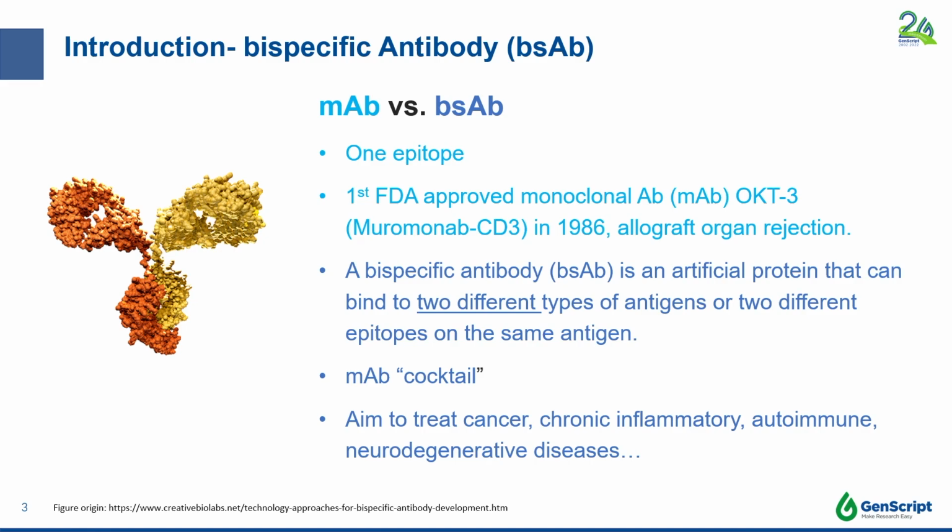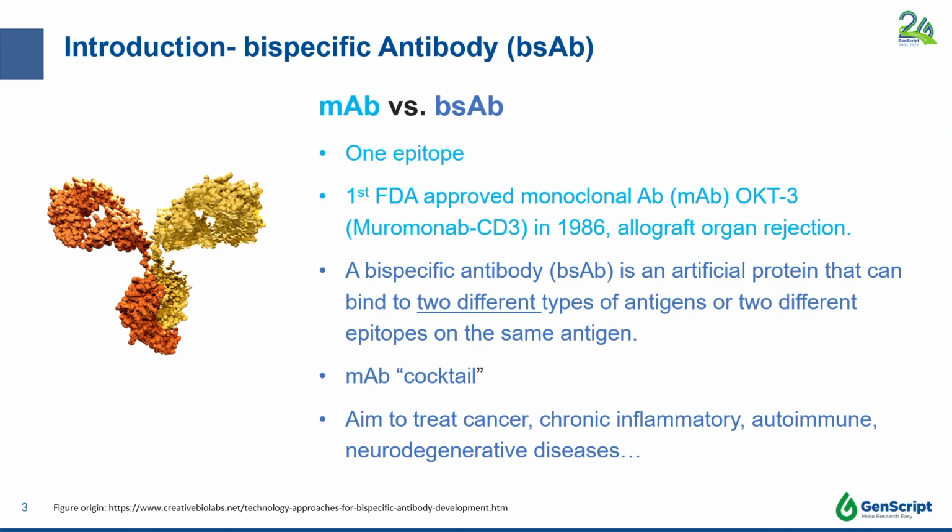Bispecific antibodies, however, are artificial proteins that combine two different types of antigens, or two different epitopes on the same antigen. In a synergistic way, you can get binding of one part of the bispecific molecule to one antigen and improve the efficacy of that therapeutic. That said, there are very distinct challenges with bispecific antibody production, which I'm going to go into in more detail throughout this talk. You can think of bispecific antibodies as a monoclonal antibody cocktail. However, they're greater than the sum of their parts because they work in a more synergistic manner to elicit generally a better therapeutic output.